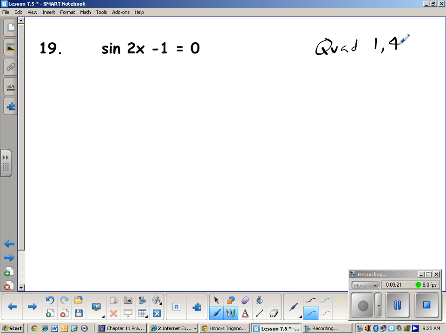If you notice, there are no parentheses here, right? Those parentheses I just drew in were not there. And so that means that we're really looking at this. So sine of 2x is equal to a positive 1. You agree with that? Okay. Sine of 2x.